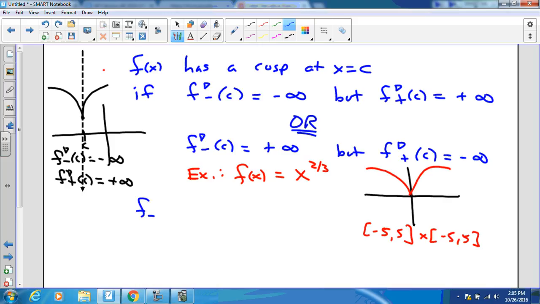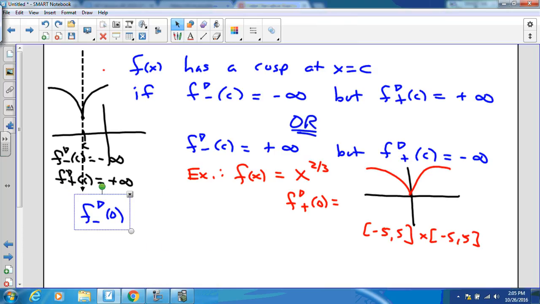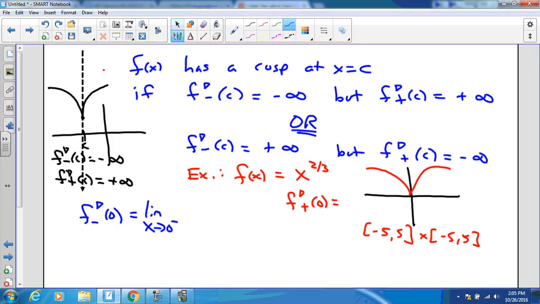I'm going to consider the derivative from the left at 0, and I'm going to consider the derivative from the right at 0. And I have to use the limit definition for each of those. So the derivative from the left is going to come out as the limit as x goes to 0 from the left of x to the 2/3 minus 0 to the 2/3 all over x minus 0. In other words, 1 over the cube root of x.